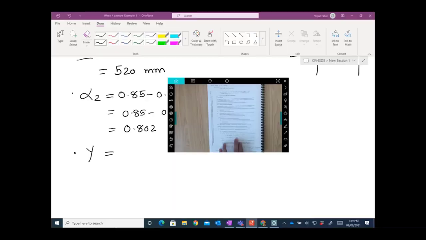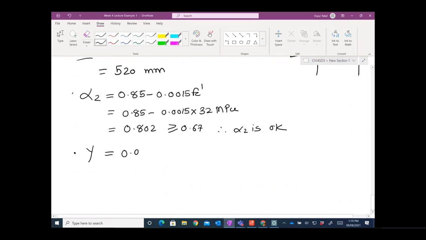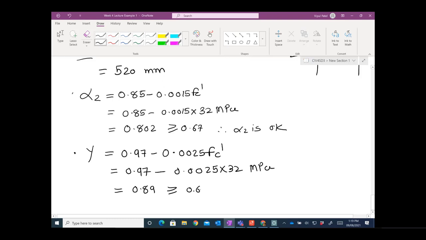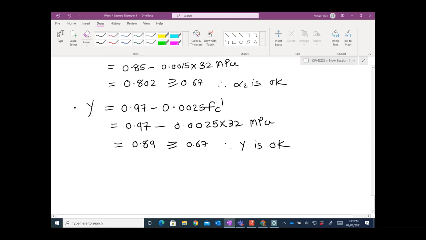0.97 take away 0.025 f'c, and gamma as well must be greater than 0.67. So I would have 0.97 take away 0.025 f'c. We just multiply by 32, an empirical equation, unit does not count, so you get 0.89 using the calculator, which is greater than 0.67. Therefore, gamma check is okay. We can take the gamma value equal to 0.89.